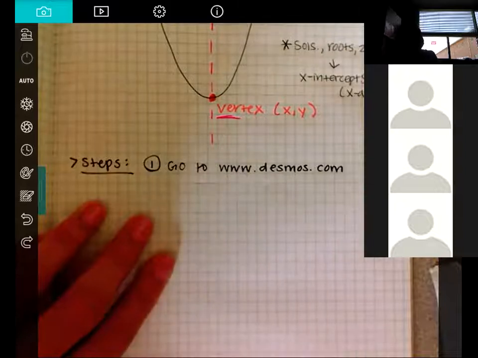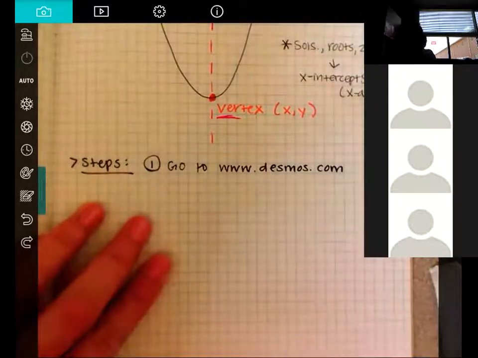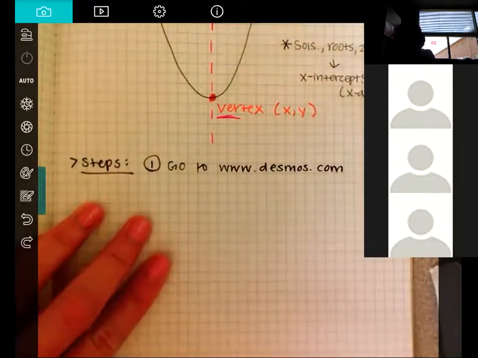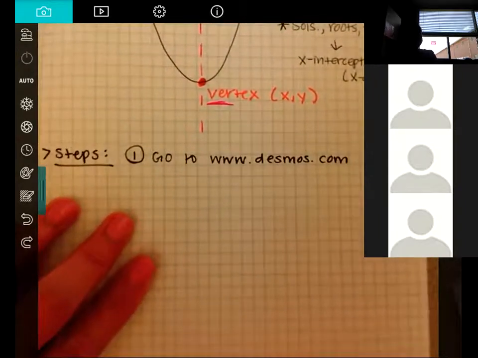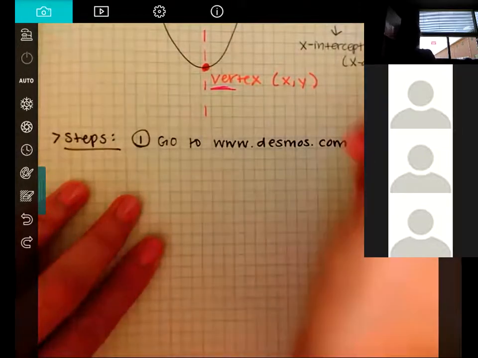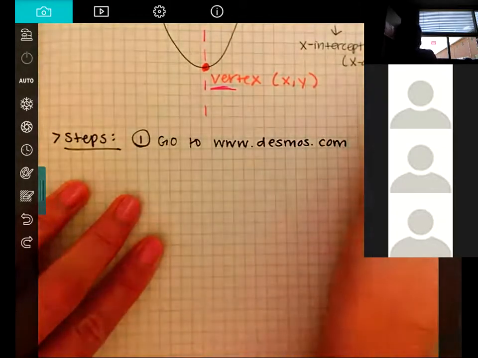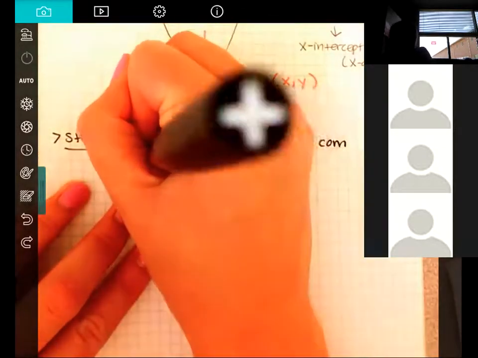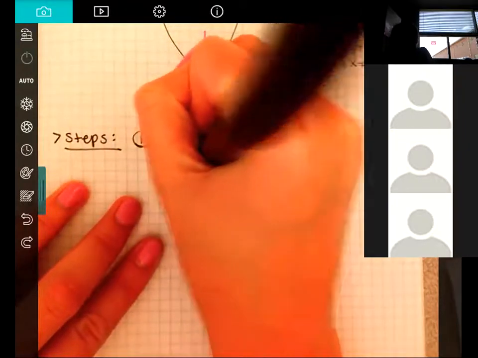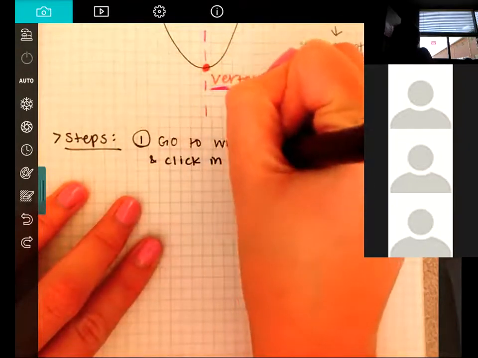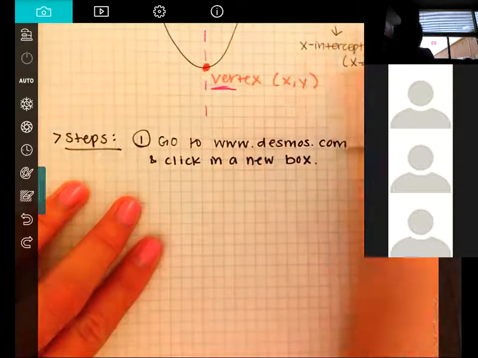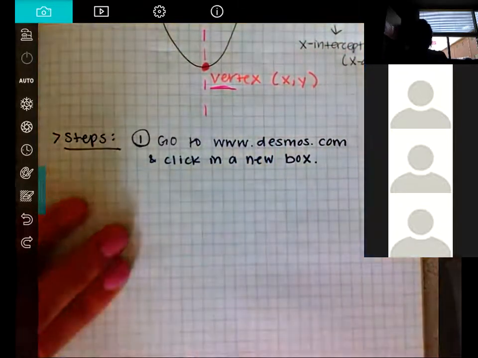Yes, you have to put the answers into Delta Math. Yep, but we're going to find all the answers in Desmos, just like we did in Unit 2. No, it's a website. So they don't have an app version for the computer. So you're going to go to desmos.com and click in a new box. That should also be familiar.